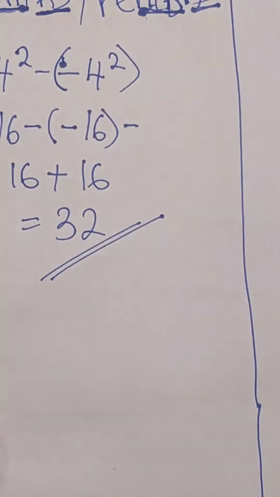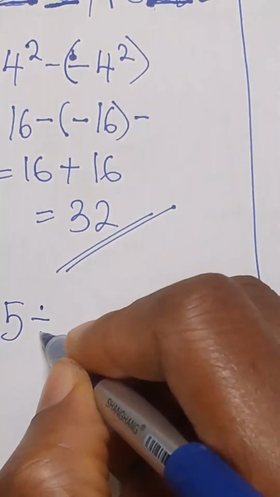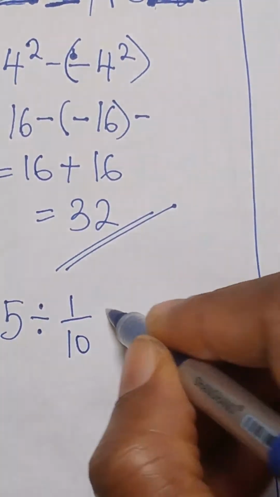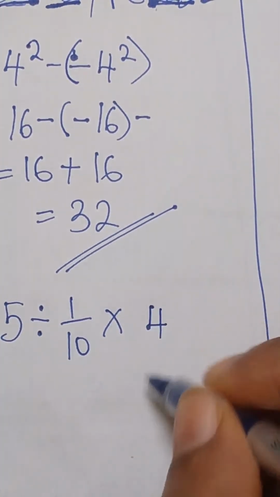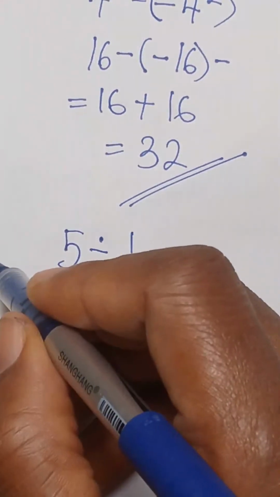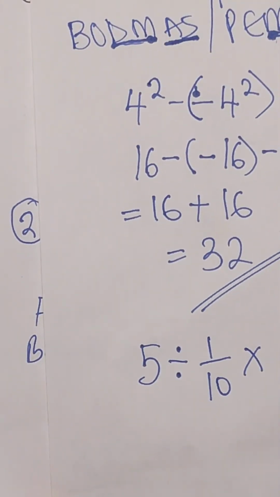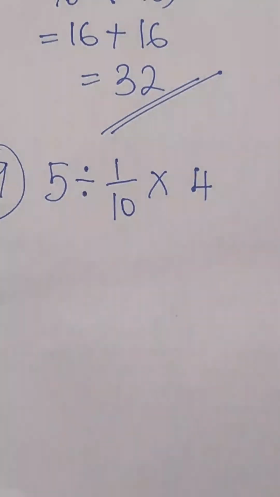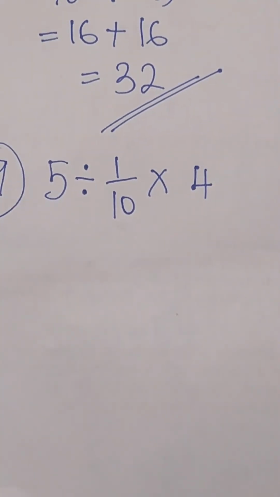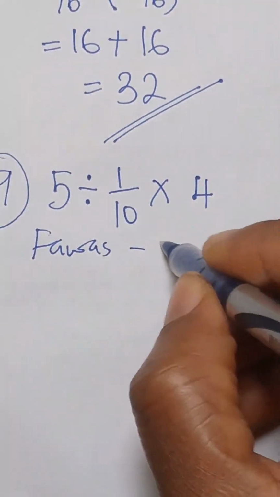So the next question is solve 5 divided by 1/10 times 4. All right. So this is a new question. Our last question was 7, and this one we solved now is 8. So this is question number 9. So please solve question number 9. Let's continue. Flowers. Okay, flowers. 200.